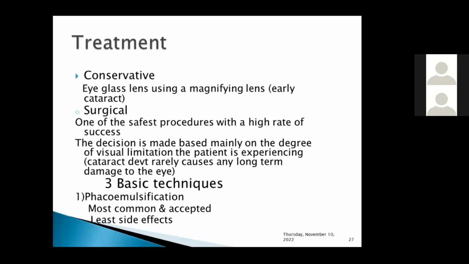There are 3 basic techniques: phacoemulsification, intracapsular, and extracapsular techniques. Phacoemulsification is currently the most widely practiced in developed nations. It is the latest surgical technique. So it requires machines that can break the cataract while it is still in its anatomic position. Then after they break the lens, they will aspirate it with a different device.